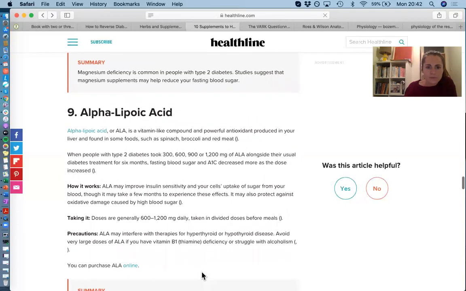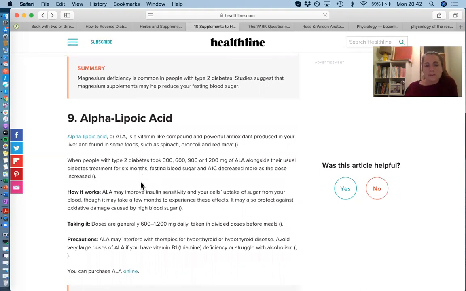Let me show you this one. This is another one. When people with type 2 diabetes took these dosages of ALA alongside their usual diabetes treatments for 6 months, fasting blood sugar and A1C decreased more as the dose increased. And there should be a citation there. I'm sure if we emailed them and asked, it's just an error with the article, but there should be a reference there.